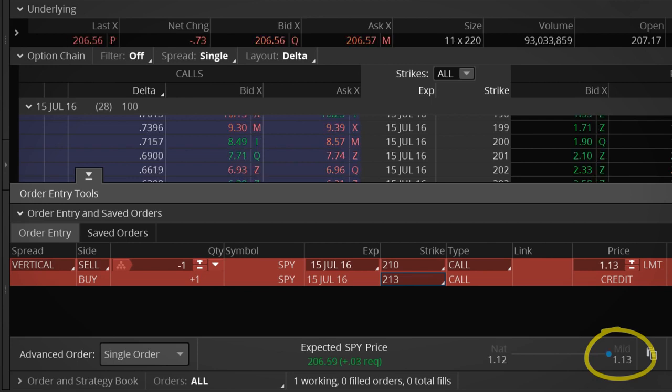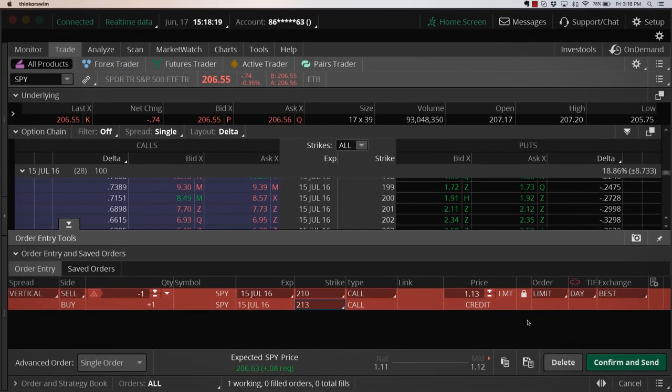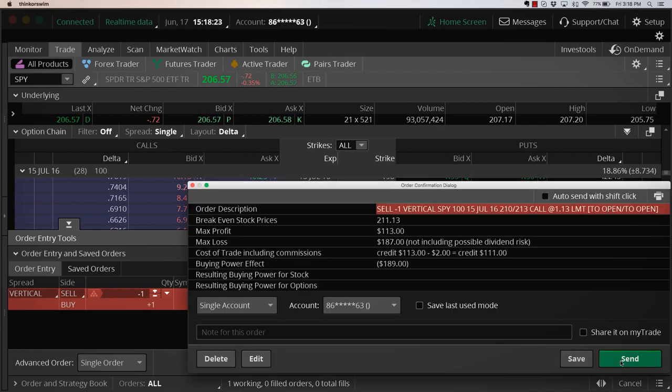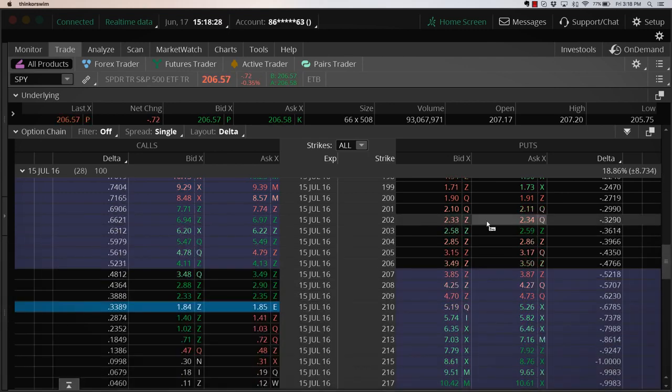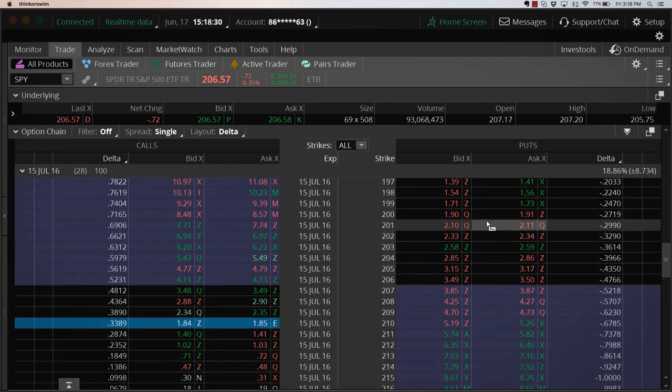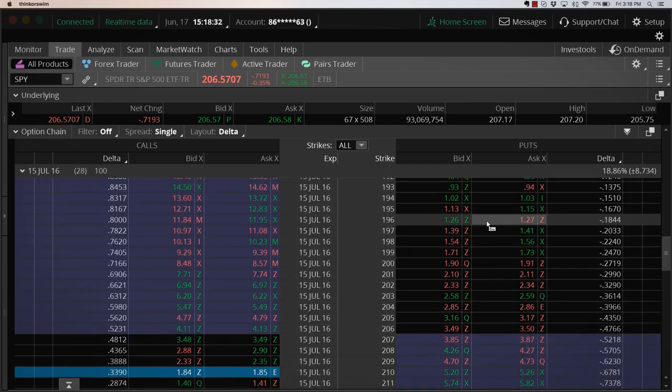And this is why we stick to only liquid stocks in our Skyview watch list that you'll find on our website. So now that we have our price selected and our order pulled up, now we can go ahead and click confirm and send this order. Also, our example involves selling a vertical call spread, where we would want the stock to stay below our short call so we can keep the credit we received for the trade.